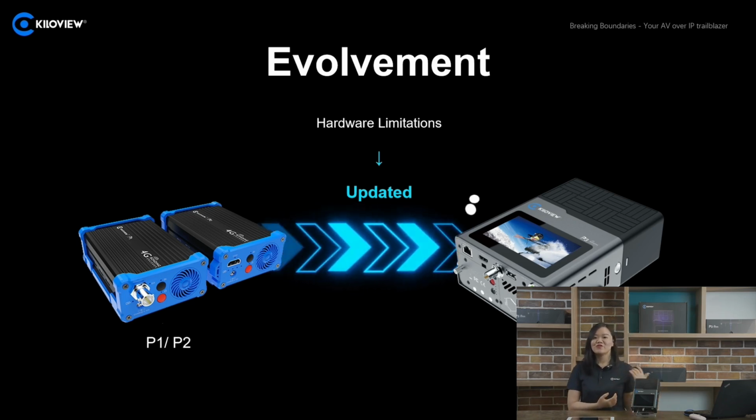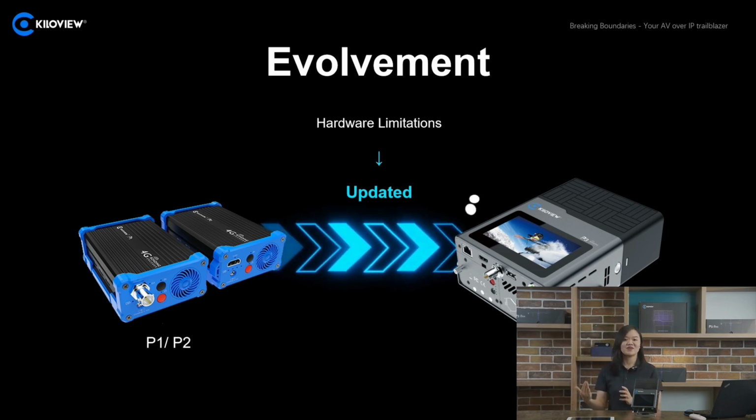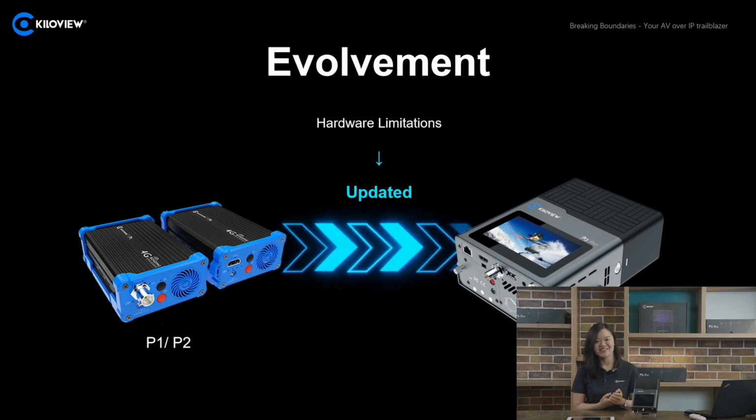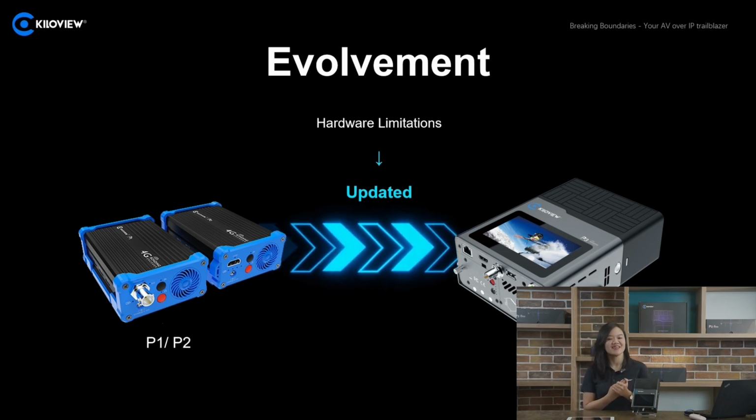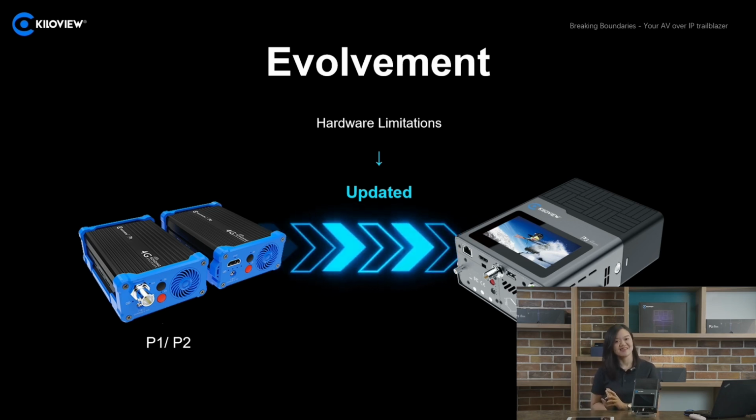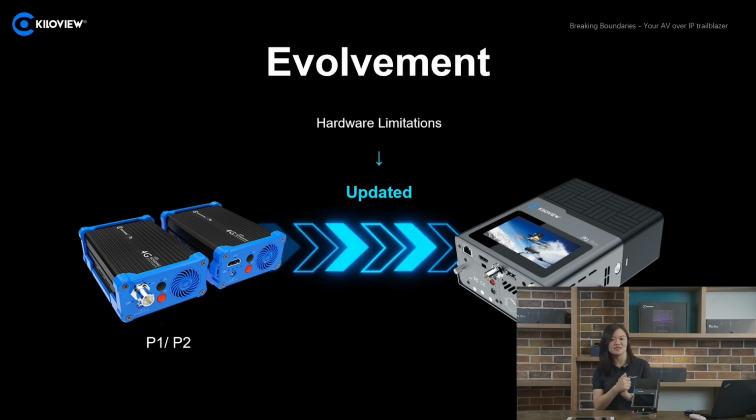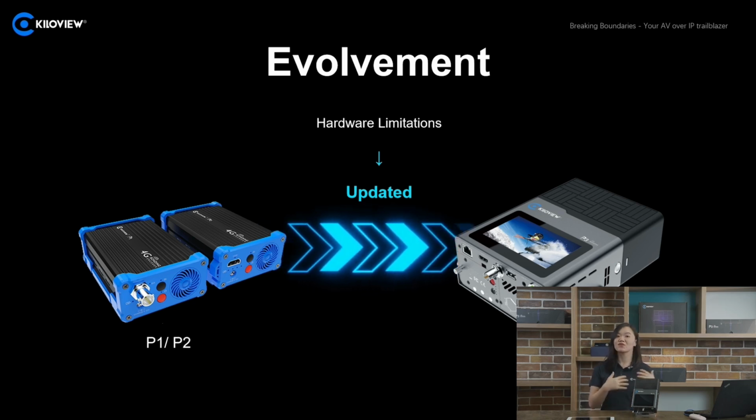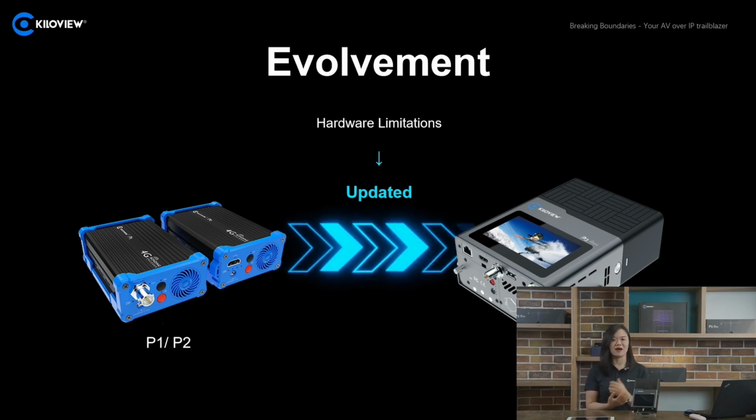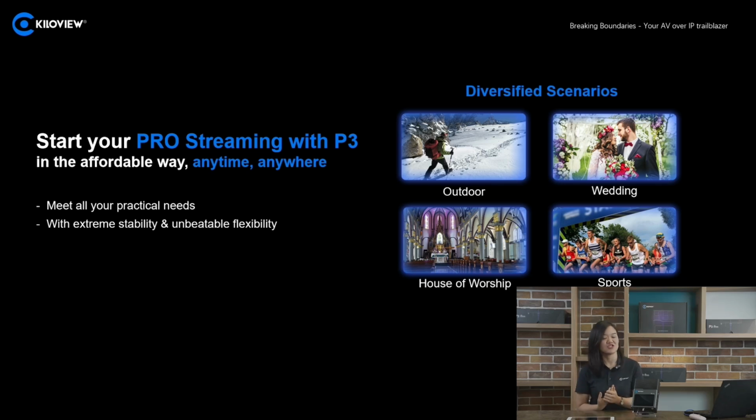So everyone knows our first generation of the bonding encoder, the P1 and the P2. Although the P1 and P2 were very popular and also good, I have to say, still due to the hardware limitation, it's really hard to meet all the requirements. Then we were thinking how we can really design a new product that could meet all those needs of our customers for either live streaming or remote production. So simply we want the new product, the P3, to address all the shortcomings of the P1 and the P2, while also including all the features we mentioned above. To make live streaming easy, anytime, anywhere, without any limitations.